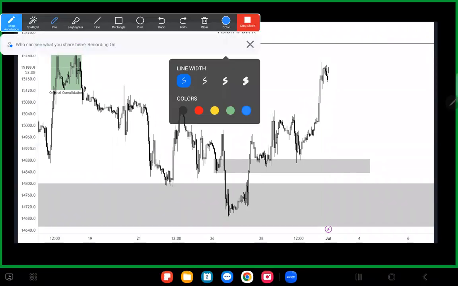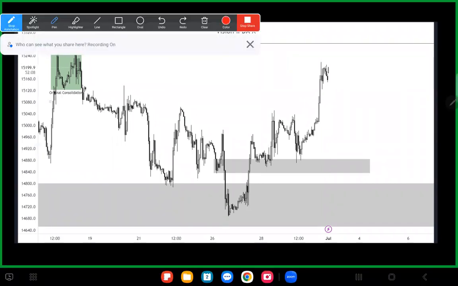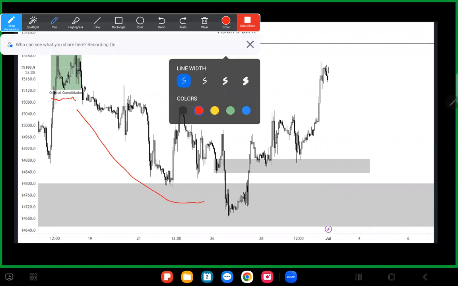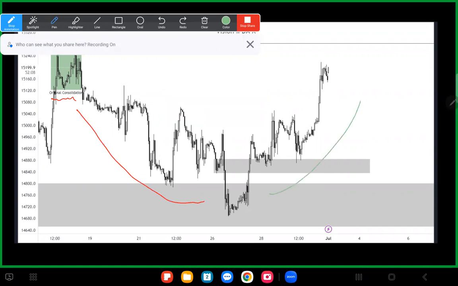All right, so here we can see that we have this original consolidation right there, and then we're clearly on the sell side of the curve right here. And then we see that we have transitioned over to the buy side of the curve right here. And then this is that daily fair value gap right here. So that's this gray box right here.